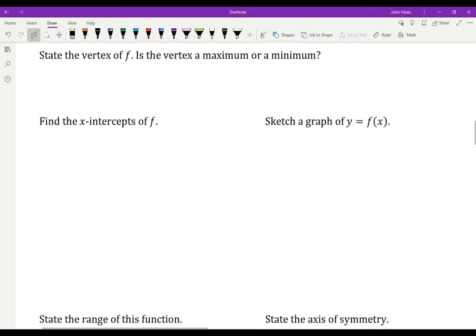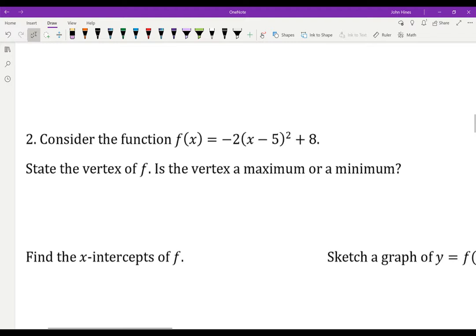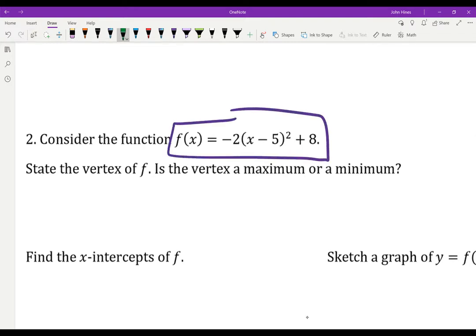Let's do this all again, but with a different parabola. So consider the function -2 times x minus 5 squared plus 8. So who's the vertex? All right, what horizontal and vertical shifts are happening here? I'm going right 5, up 8. There's my vertex.